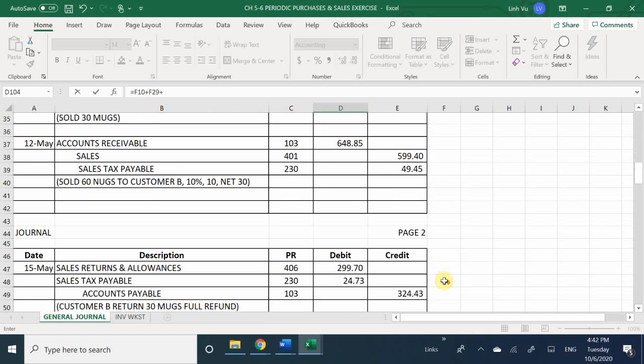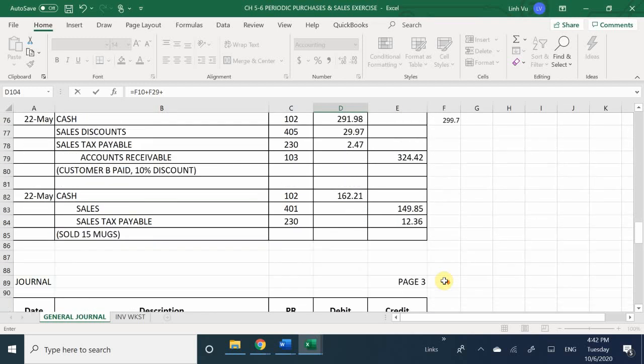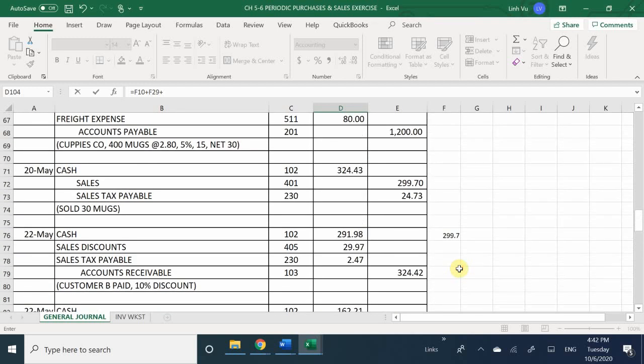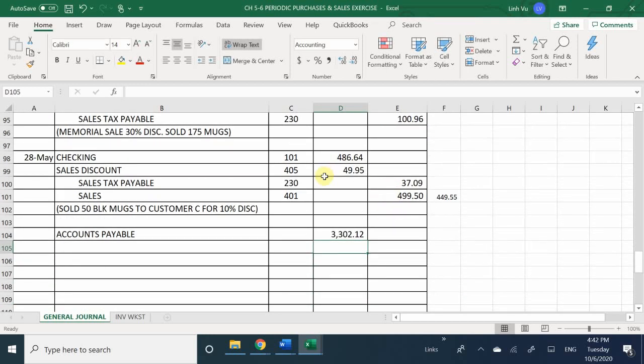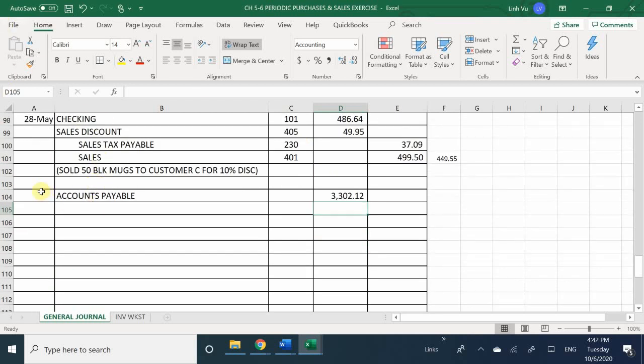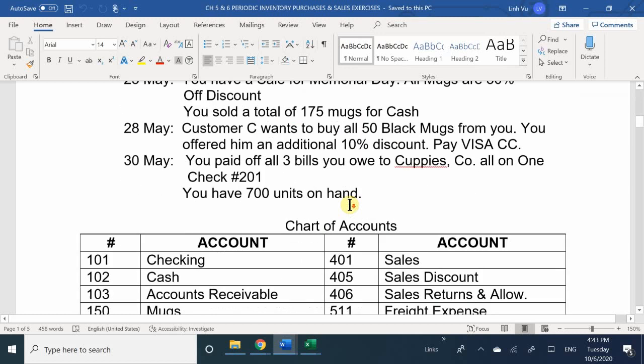So plus my 716 plus my 1,200 on the 20th of May, accounts payable for 1,200, giving me a grand total of $3,302.12. Perfect. That's the total amount that we actually owe. Now, we met one of the discount periods for one of the purchases. So let's look at our chart of accounts. What account are we going to be utilizing for that discount?